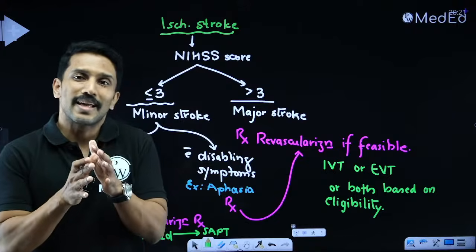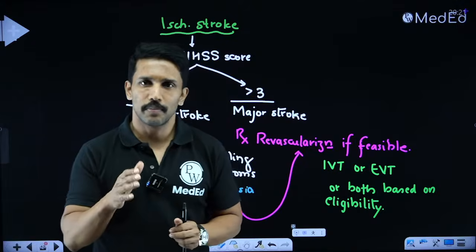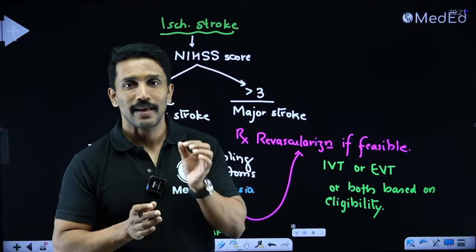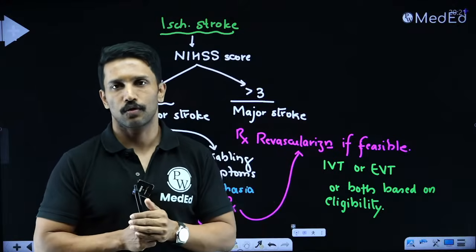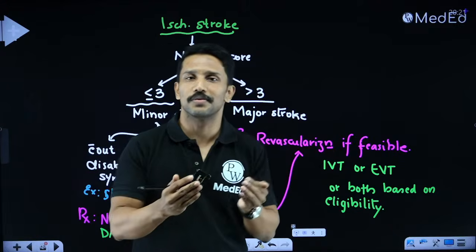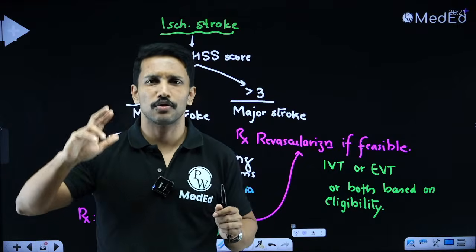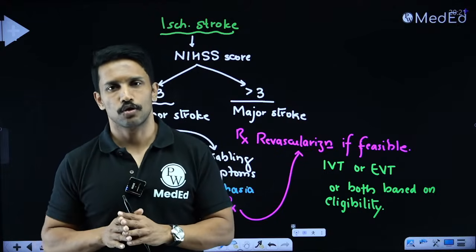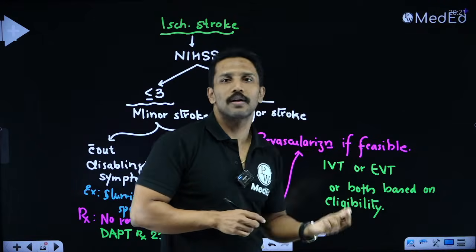So there are certain eligibility criteria for thrombolysis and EVT. If the patient meets eligibility criteria for only thrombolysis, he will undergo only thrombolysis. If he meets the eligibility criteria for only EVT, he will undergo only endovascular thrombectomy. But if he meets the eligibility for both IVT as well as EVT, then we do both. Unlike the management of MI, where if we are going for angioplasty, then we don't do thrombolysis, right? But it's not the case here in brain stroke. Based on their eligibility, they will undergo one of them or both of them.